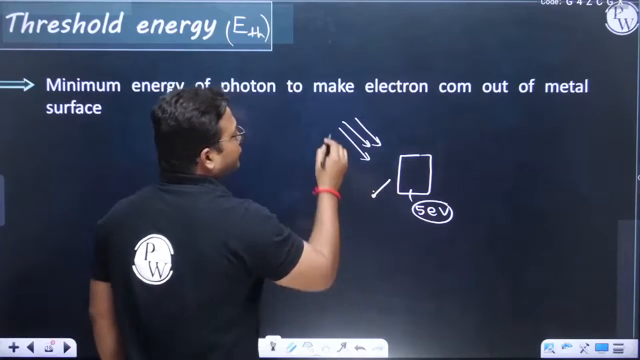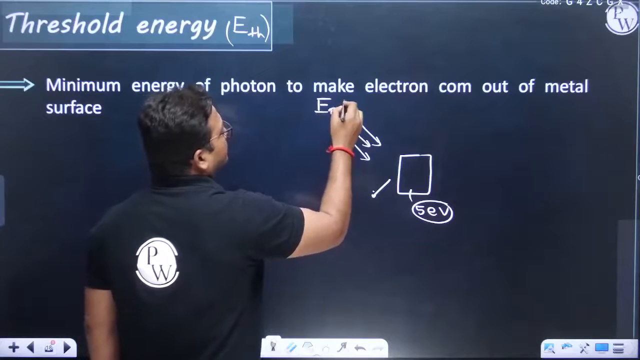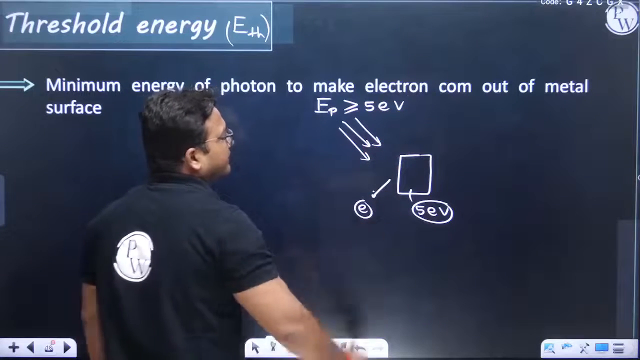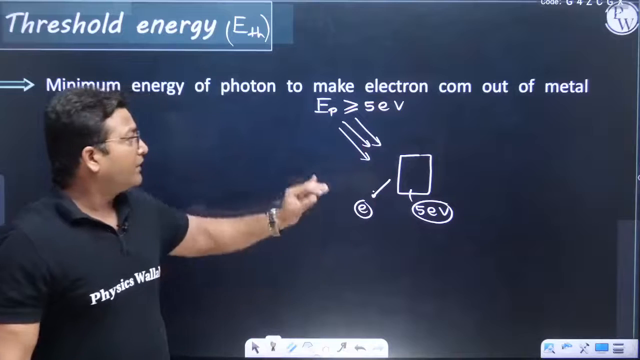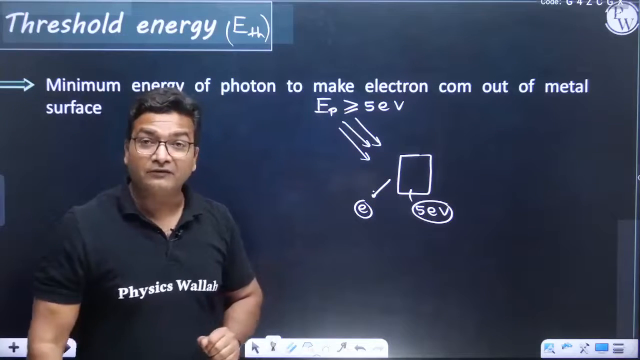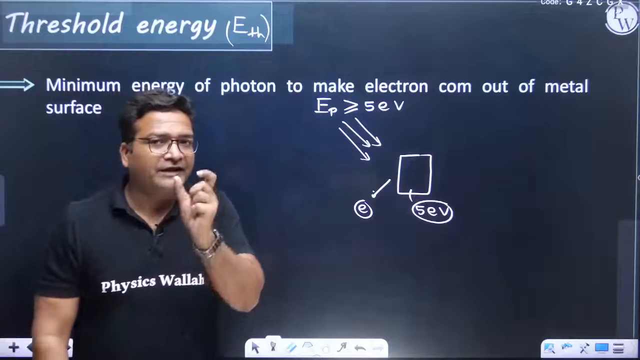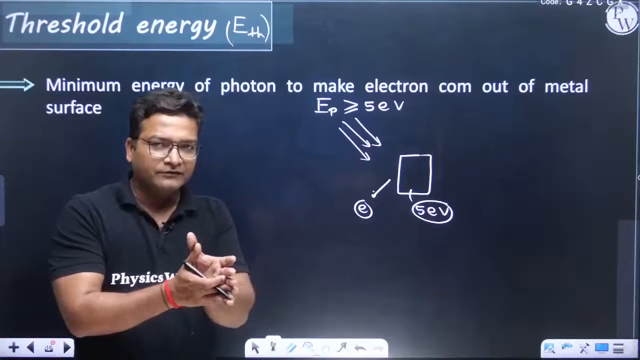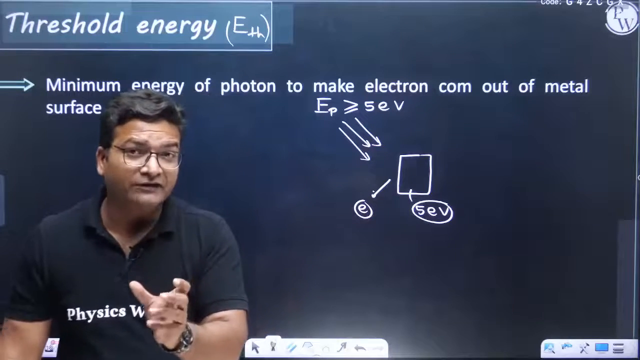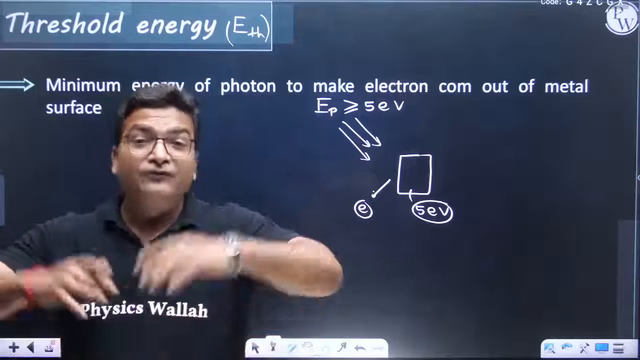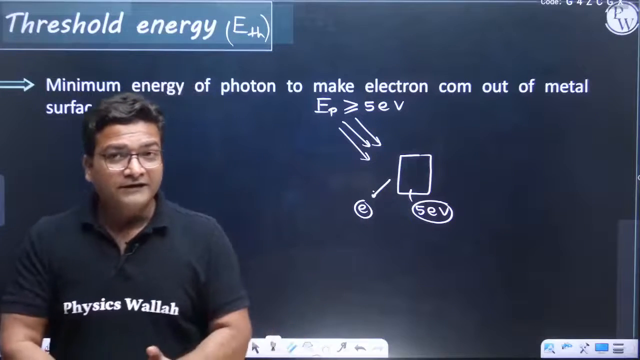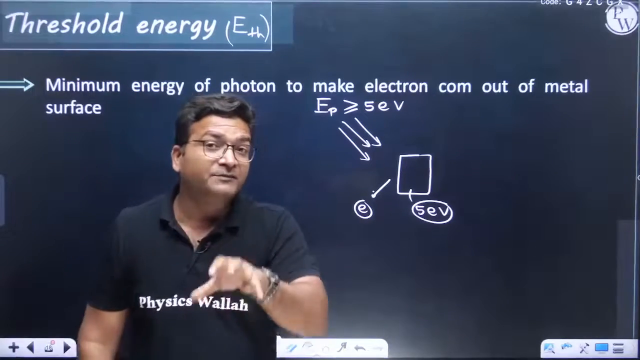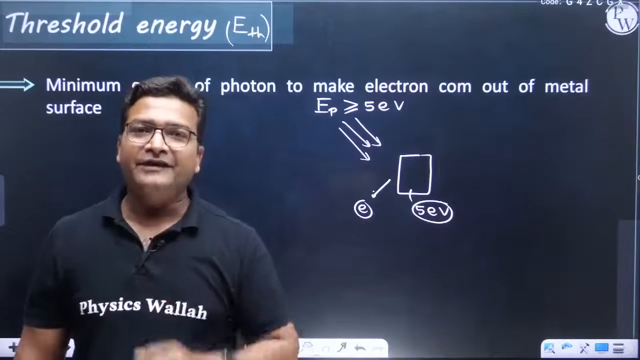So if the energy of a photon is more than or equal to 5 electron volt, then only we see some photoelectrons coming out of it. If the photons have just 5 electron volt, we say the photons have exactly threshold energy. So the threshold energy and the work function are obviously two different properties. The threshold energy belongs to the photon, the work function belongs to the metal, but numerically they are the same.